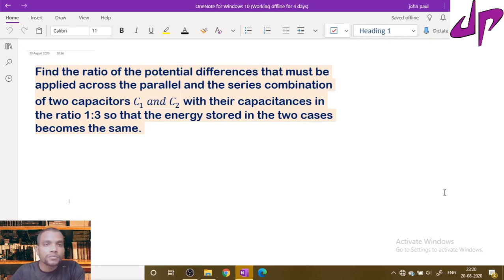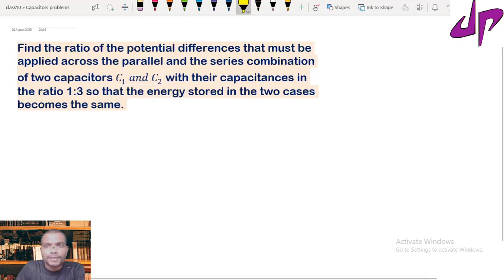Find the ratio of the potential differences that must be applied across the parallel and the series combination of two capacitors C1 and C2, with their capacitances in the ratio 1 is to 3, so that the energy stored in the two cases becomes the same. So we need to find the potential ratios.